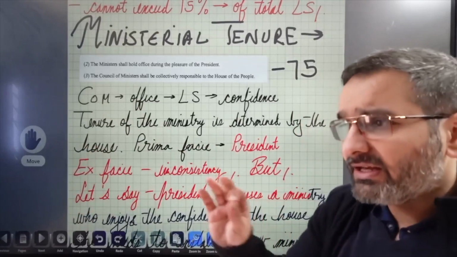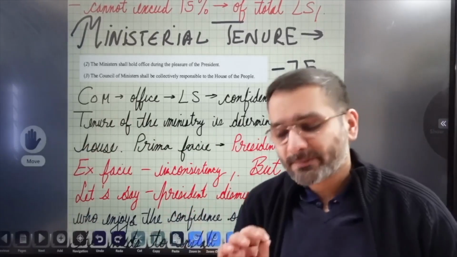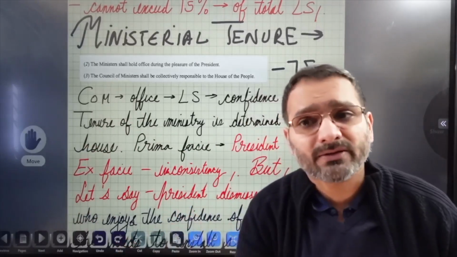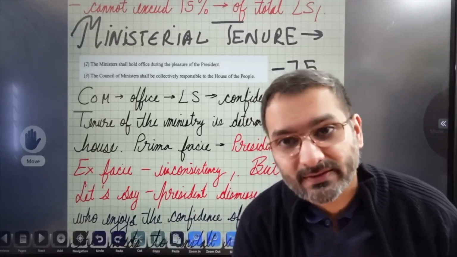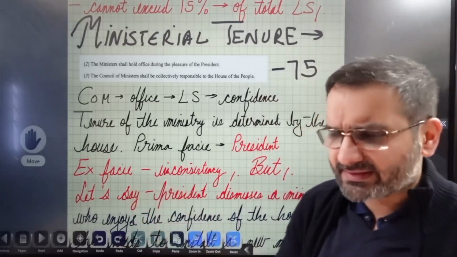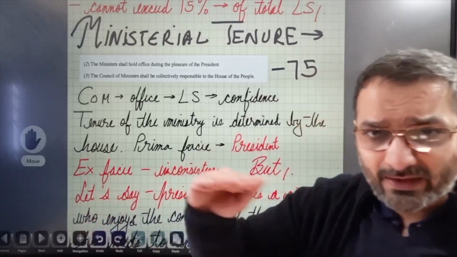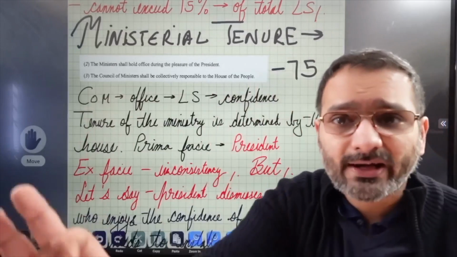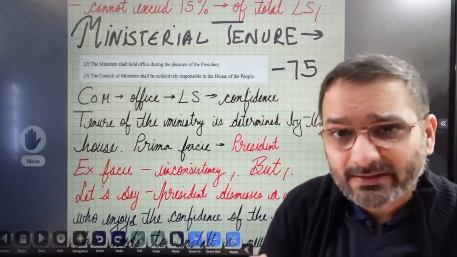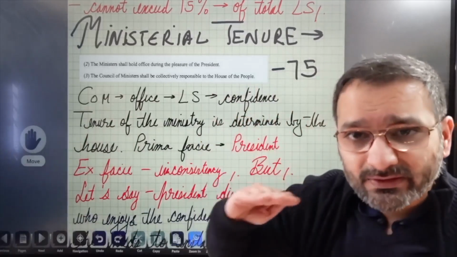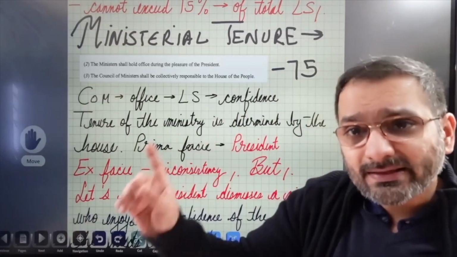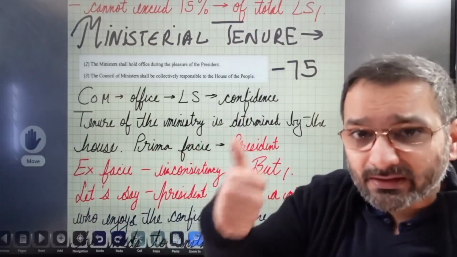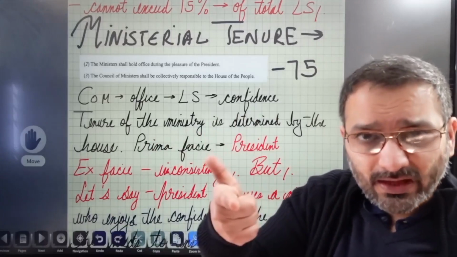the concept that anyone whose removal procedure is expressly provided for in the Constitution is not at the pleasure of the President. Rest everyone is. So for example, a Supreme Court judge, the CAG, etc., everyone's removal procedure is expressly provided for in the Constitution, so they are not at the pleasure of the President. For example, the Vice President, again, the removal procedure is given. Everybody else is at the pleasure of the President, including the PM, including the Council of Ministers.